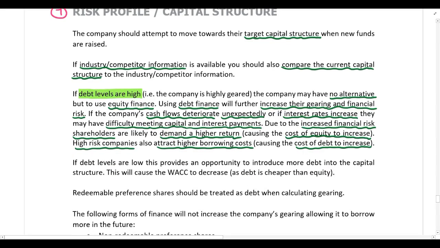On the other hand, if you compare the company's current capital structure to their target, and you also compare it to industry or competitor information, and you see that debt levels are very low, this could then provide the company with an opportunity to introduce more debt into their capital structure. And the advantage of this is we know debt is cheaper than equity. So if they introduce more debt into their capital structure, that will cause the WACC, or the weighted average cost of capital, to decrease.